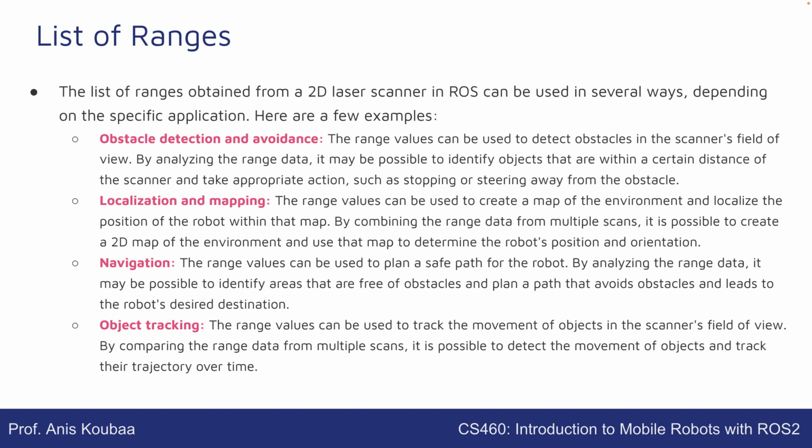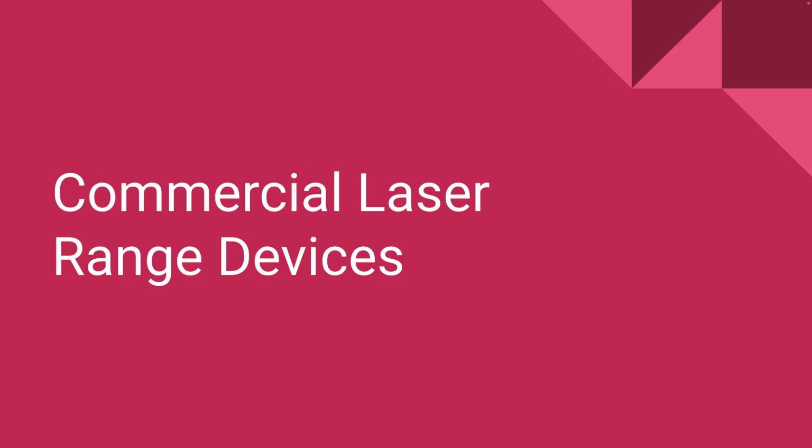For example, you can have an empty space, but there is a person crossing in front of the robot. In this case, the robot needs to make a decision based on the laser information received from the scanner. Object tracking also, it can be used for object tracking.